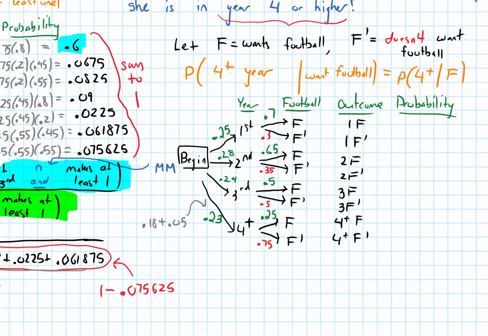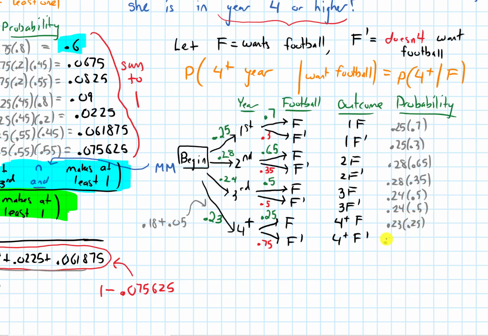Now I can do some multiplication. So let's see, we get 0.25 times 0.7, and then 0.25 times 0.3, 0.28 times 0.65, 0.28 times 0.35, 0.24 times 0.5, and then it's the same thing again, 0.24 times 0.5. Two more to go. 0.23 times 0.25, 0.23 times 0.75, and let's multiply these now. So altogether, we're going to have 8 of these values.